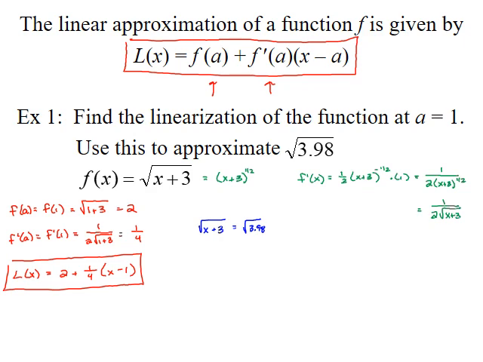The only way that this can be true is if the insides of each radical are the same. So essentially you could drop the radical or square both sides, whatever you want to do, and we could say that x plus 3 is equal to 3.98, and then subtracting the 3 over says that x is 0.98. This is the number you have to plug into your linearization formula. So I can say that L of 0.98 is equal to 2 plus 1/4 times 0.98 minus 1, which is equal to 2 plus 1/4 of negative 0.02.